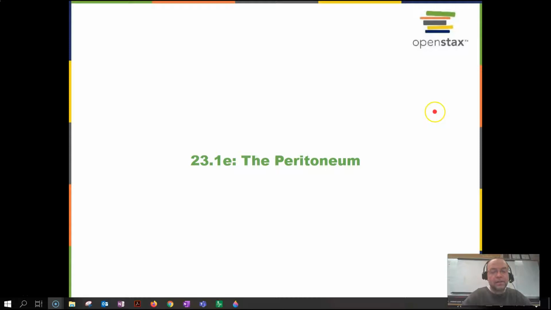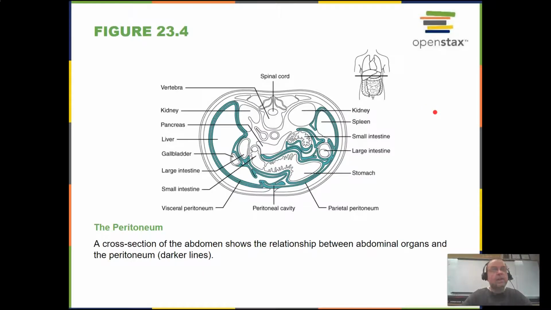Okay, let's take a look at the peritoneum and the peritoneal membranes, the visceral and the parietal peritoneum now. So if you remember, most of the organs in the human body, whether they're in the abdomen, the pelvis, or the thoracic cavity, are double bagged. The innermost membrane is called the visceral whatever. In this case, it's peritoneum, because if you hear peritoneal, it refers to the abdominal pelvic cavity.